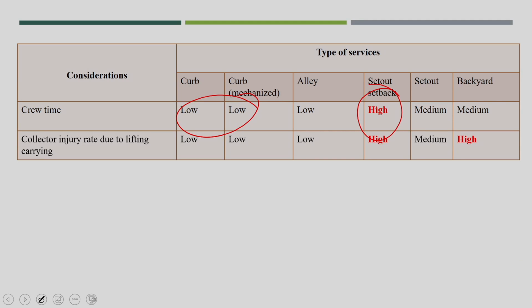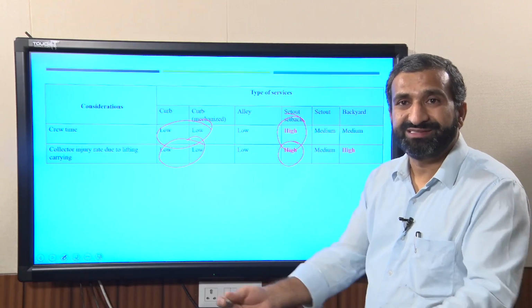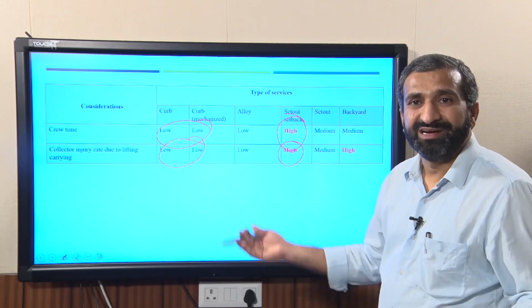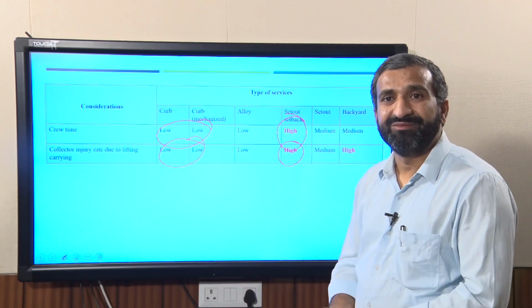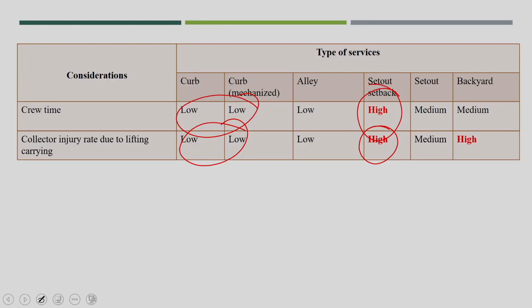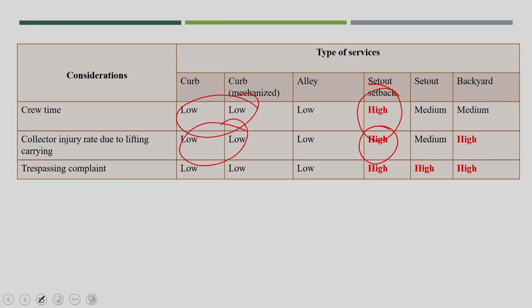Carrying injury rate due to lifting or carrying. So, curb service is low again for injury cases, but here it is possible because the crew member has to touch the waste, and also has to run the tricycle, rickshaw or any mechanical vehicle. So, injury also can be possible in that case.